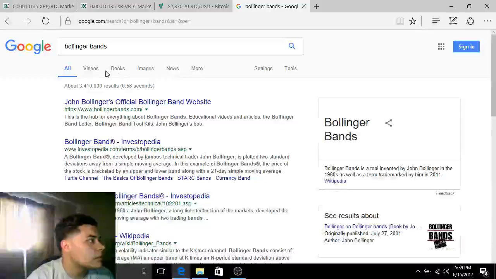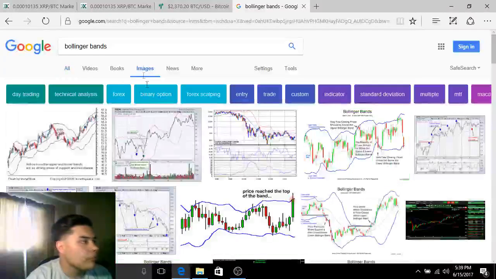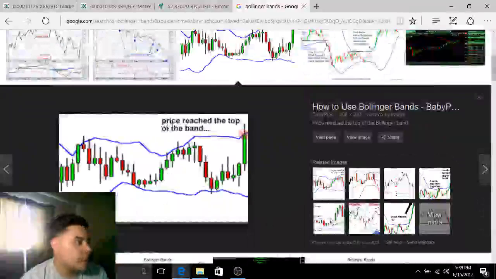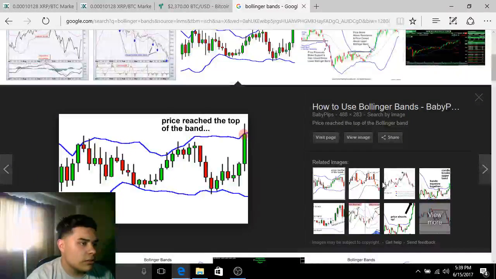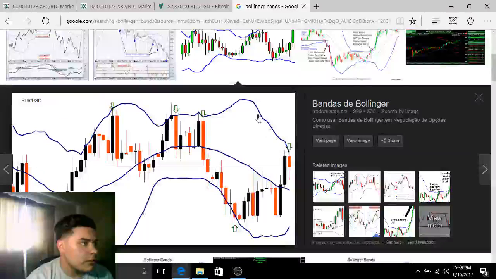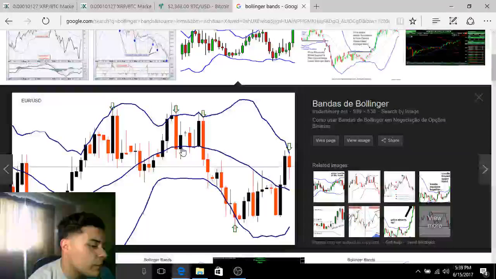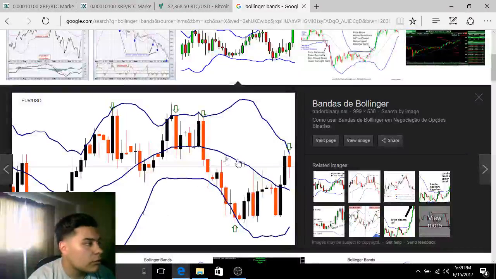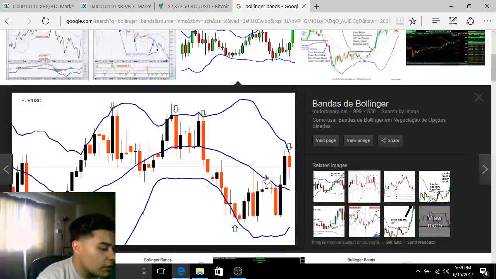Alright, Bollinger Bands, look at images. So we're looking right here. I will use this one actually. So there's the upper band, lower band, and the middle band. The upper band is 2 standard deviations above the moving average. So this is the moving average, this middle line. The middle line is the moving average, okay? And the lower band is 2 standard deviations below the moving average. So that's how you get these fluctuations, okay? And so the moving average is the middle band, like I said.